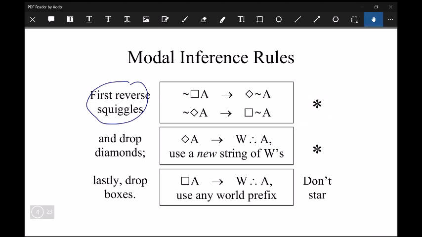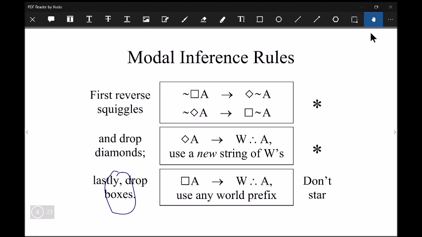And then the second thing you do is drop diamonds and use a new world each time. So you say it's possible that A, therefore A is true in a possible world, and you just give it a name, W. It's got to be a new name that you haven't used before. And you use W for your first name, WW for your second name, and so forth. So when you drop diamonds, use a new world. And lastly, drop boxes, and you want to use the old worlds if you have them, and if not, you go into a new world.